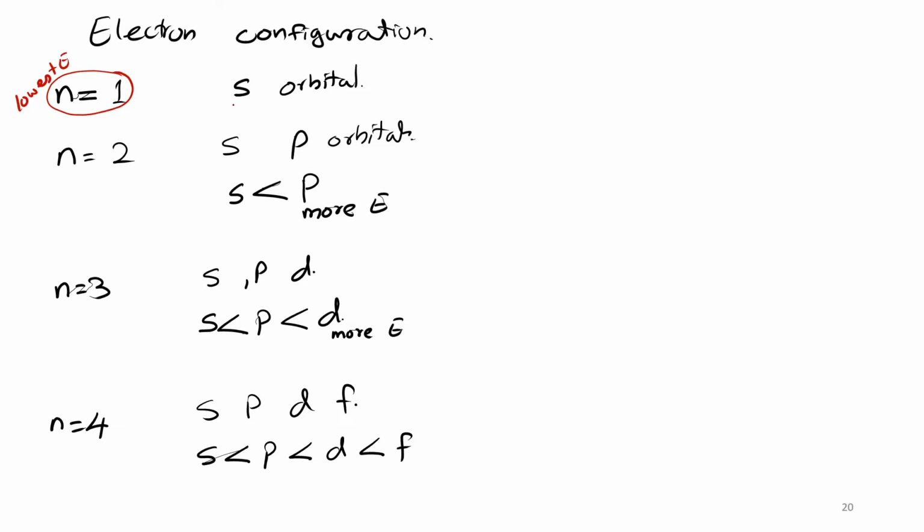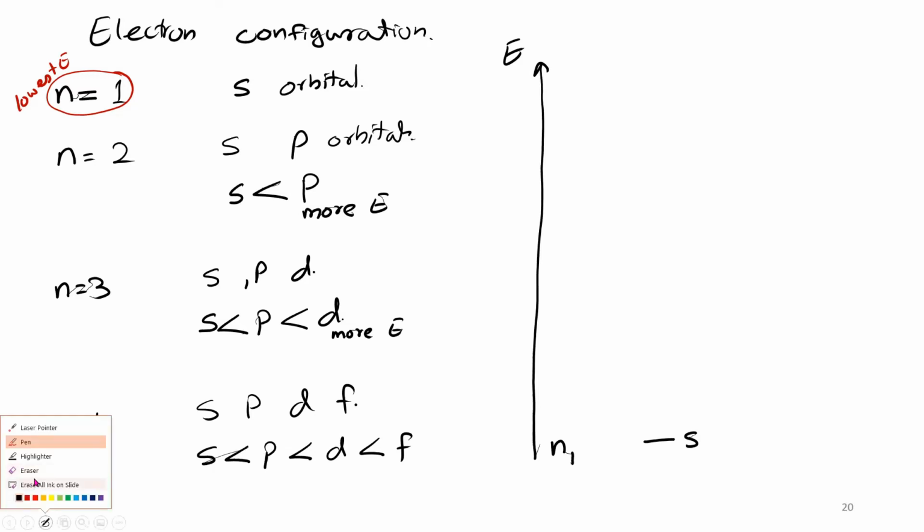What that means is that the s orbital of level 1 is the lowest of lowest energies. So let's say we have energy as this axis, upwards the energy increases. I can put my n=1 here, and in that I have only the s orbital. And the s orbital I have in level 1, I can further label as 1s instead of just s.